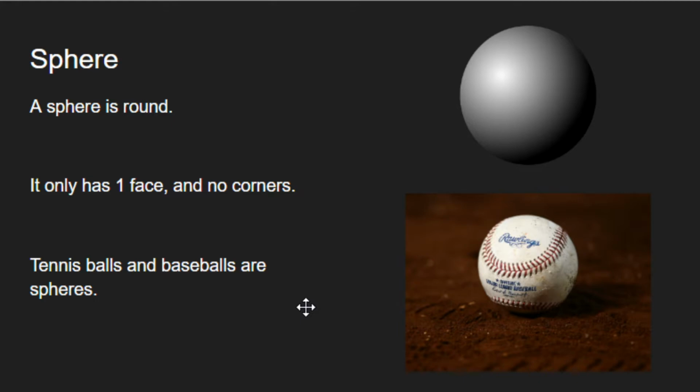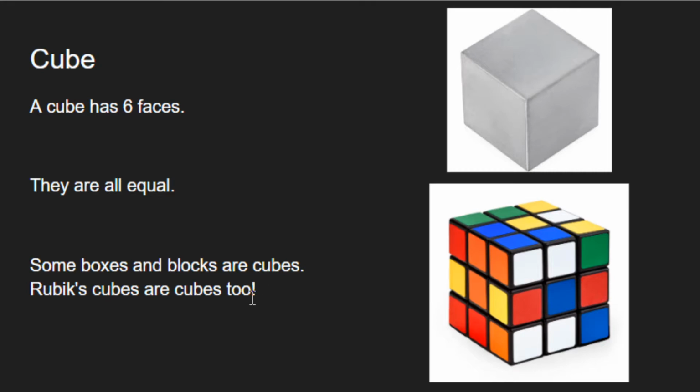Let's talk about each one in a little more detail. A sphere is round. It only has one face and no corners. Tennis balls and baseballs are good examples of spheres. A cube has 6 faces. They're all equal, so all the faces are the same size, all the edges are the same size. And some boxes and blocks are cubes. Rubik's cubes are cubes too. That's why they're named that.